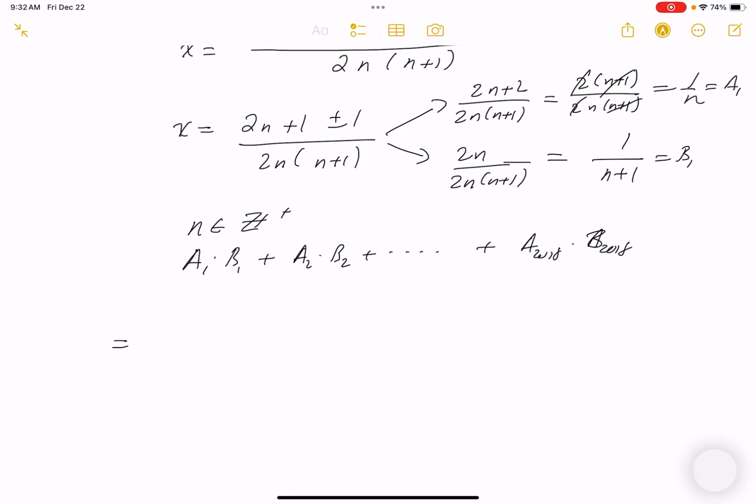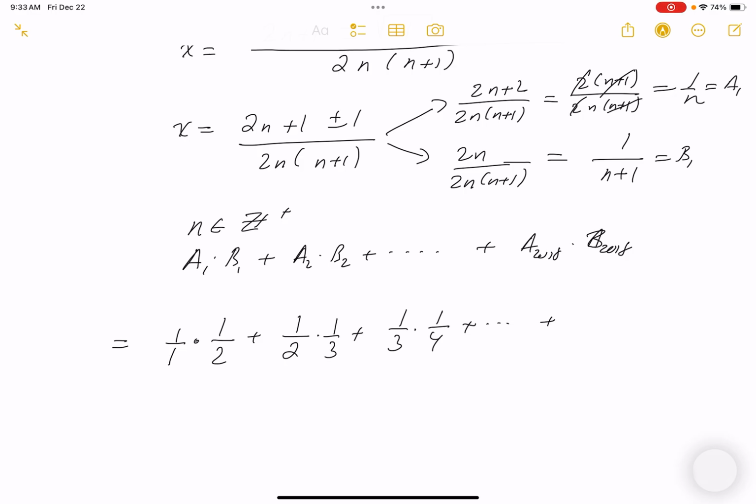Gee, I got to write that down, don't I? So what's a1? It's 1 over 1. What's b1? It's 1 over 2. Let's put the a2 down now. What do you get there? 1 over, that's going to be 2, and then 1 over 3. What's the next one going to be? 1 over 3 times 1 over 4.